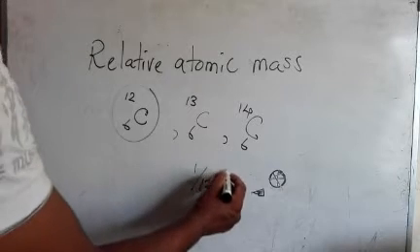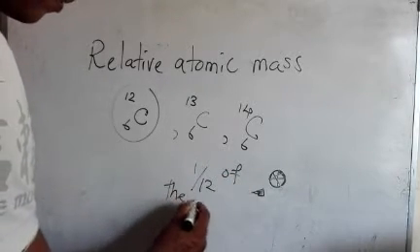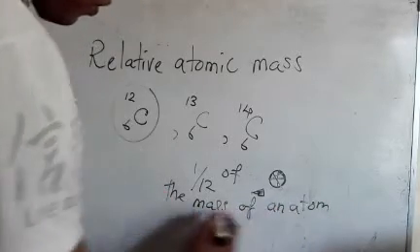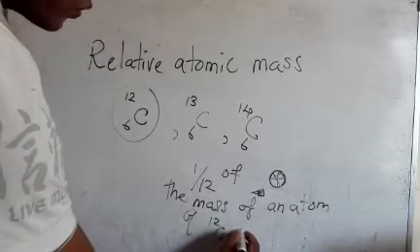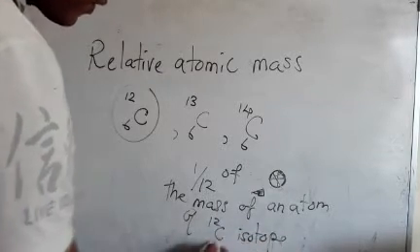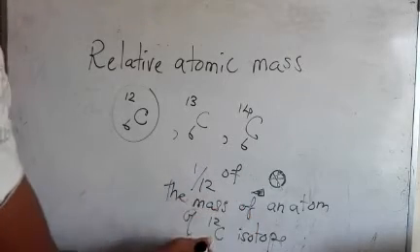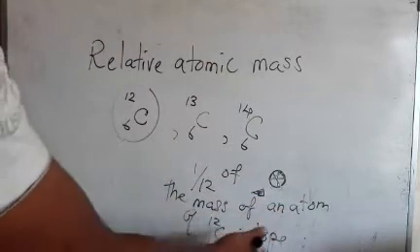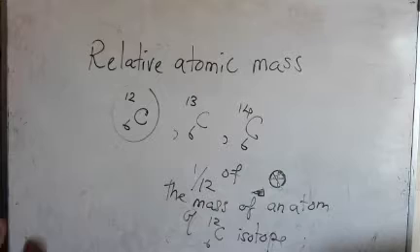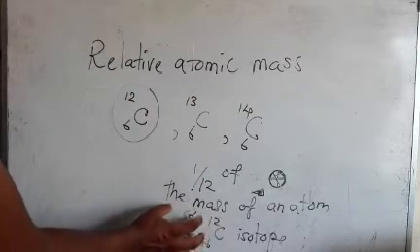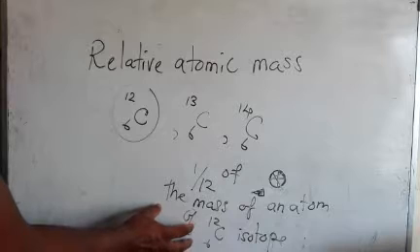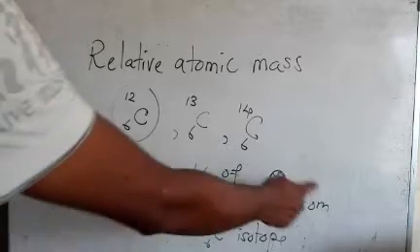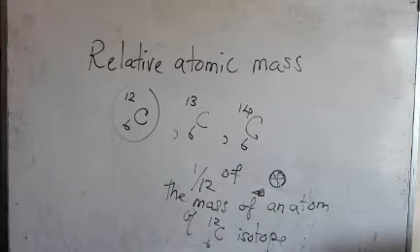So the unit is 1/12 of the mass of an atom of the carbon 12 isotope. In other words, 1/12 of the mass of a carbon 12 atom. This is called the relative atomic mass unit. Since we use this to compare the masses of other atoms, we call this the relative atomic mass unit.